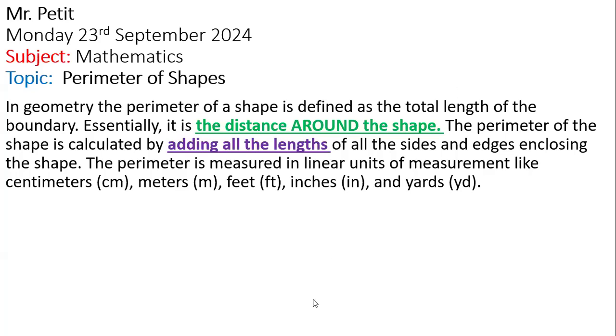In geometry, the perimeter of a shape is defined as the total length of the boundary. Essentially, it is the distance around the shape. The perimeter of the shape is calculated by adding all the lengths of all the sides and edges enclosing the shape. The perimeter is measured in linear units of measurement like centimeters, cm, meters, m, feet, ft, inches, in, and yards, yd. Very good. So that's very important because when we are doing perimeter, we never use this.